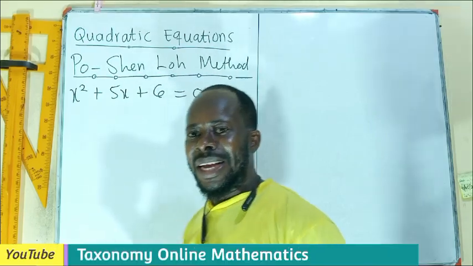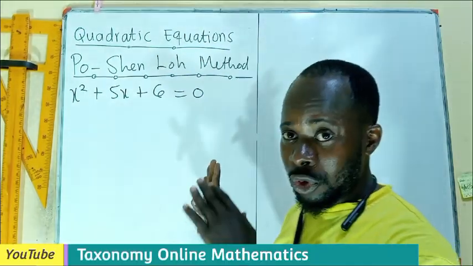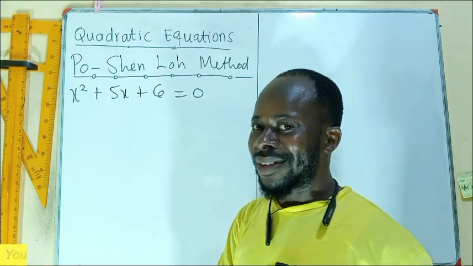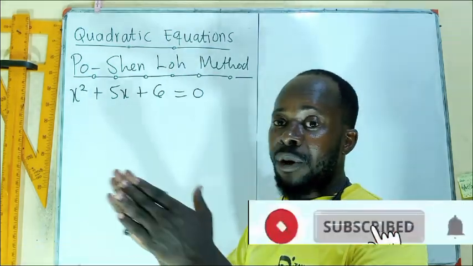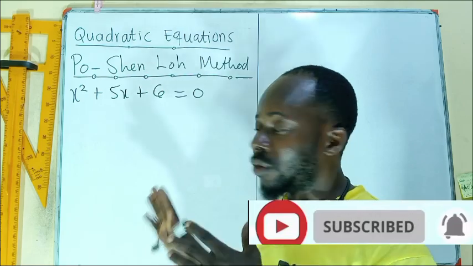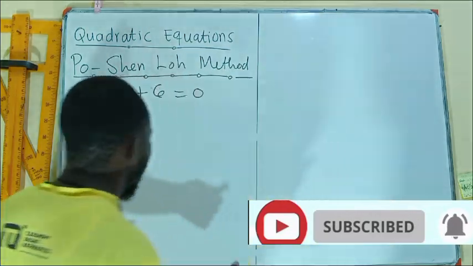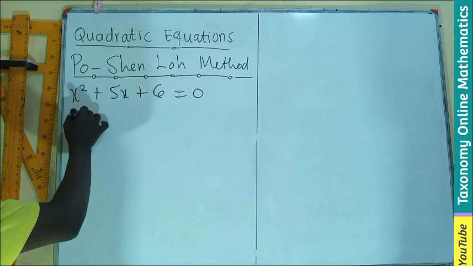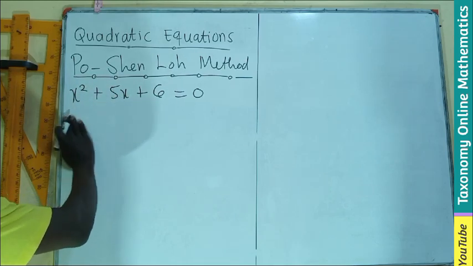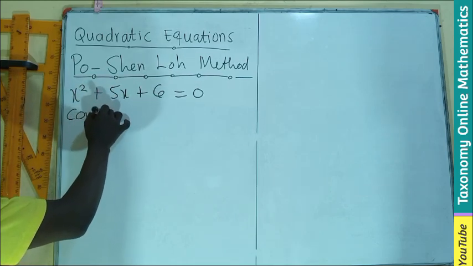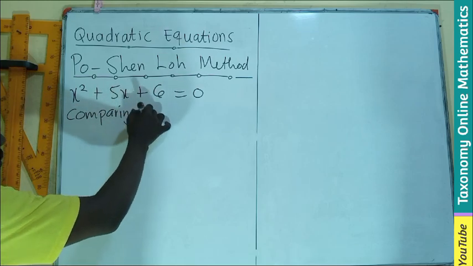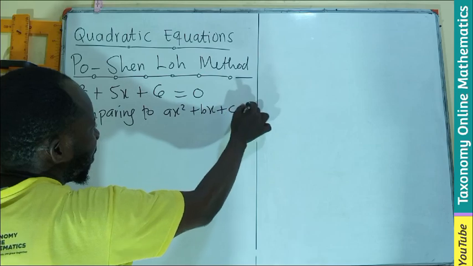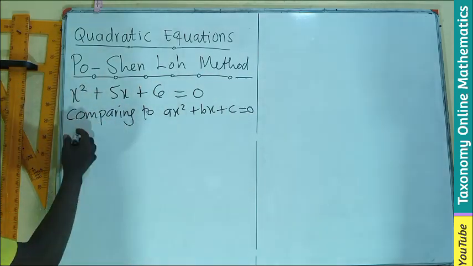Hello, welcome. Let's provide an answer to this using the Po-Shen Loh method we just discussed in the previous episode. So I'll go straight forward with the knowledge we carried onto this. First thing first, I need to know the value of a, comparing this to x squared. Comparing your ax squared plus bx plus c equals 0, what do you think your a will be?